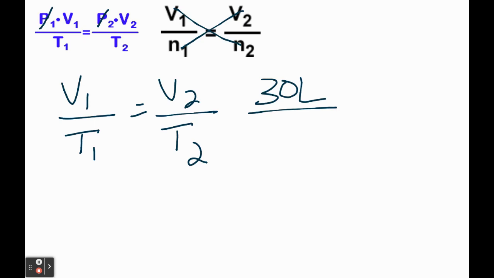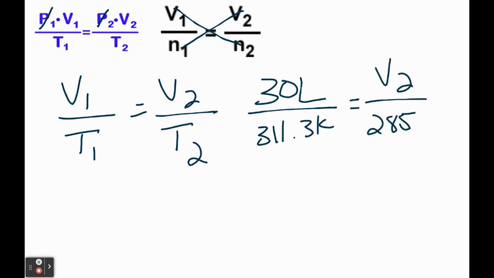So plug in your variables. So it's going to be 30 liters over 311.3 Kelvin equals V2 over 285.9 Kelvin. So when you solve for V2, you should get 27.6 liters.